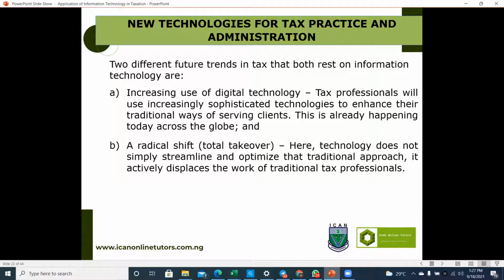Here, technology does not simply streamline and optimize that traditional approach. It actively displaces the work of traditional tax professionals. Like I mentioned earlier, if you fail to learn new things or new ways of doing things, if you fail to adopt this information technology, then you must have been part of the conventional accountants or conventional professionals. Okay, because virtually almost all professionals must have digital skill for you to become relevant in today's world of work.